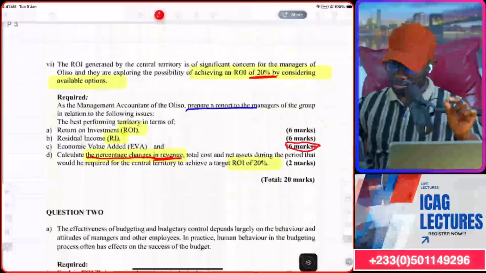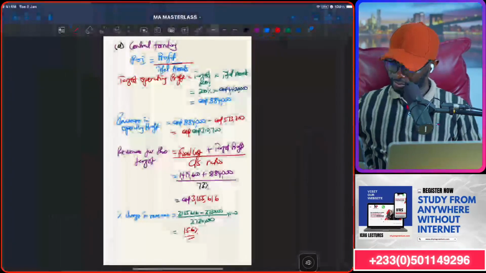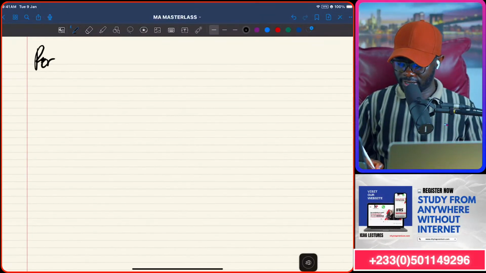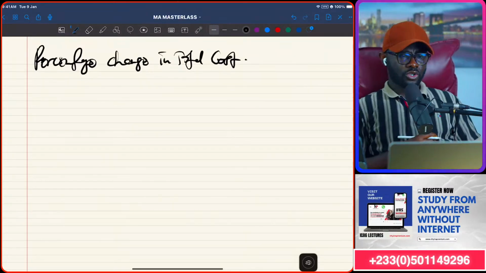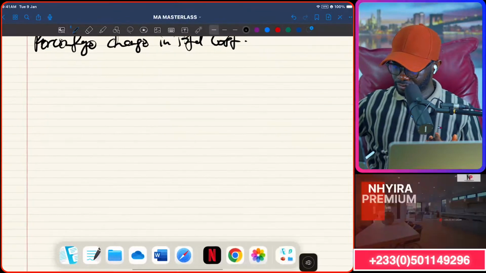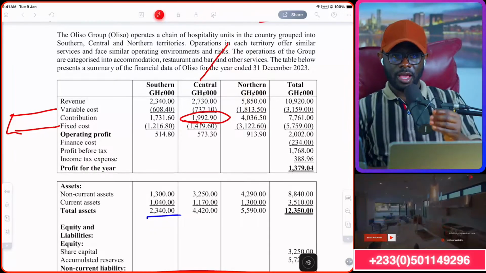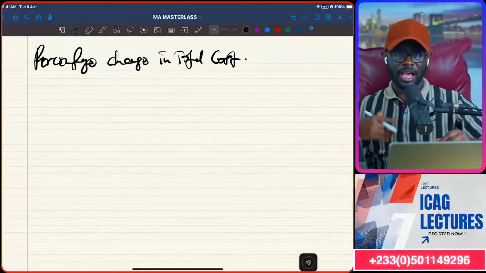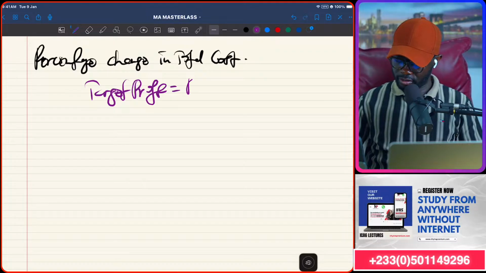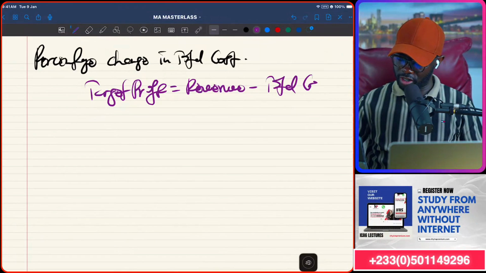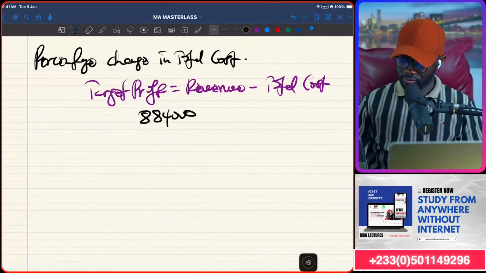Percentage increase in revenue. So let's go to the second item, which is total cost. So percentage change in total cost. So what is the current total cost? We know the current total cost already here. We can calculate it, the fixed cost plus variable cost, no problem. But we need to find out what the cost has to be under the new environment based on the target profit. So our target profit will be the revenue we need to have minus the total cost we need to incur.